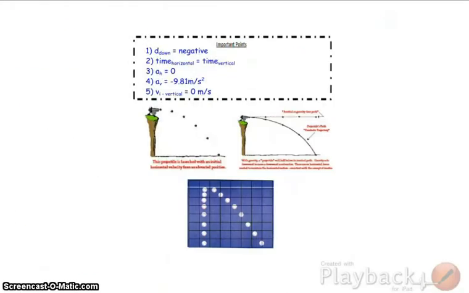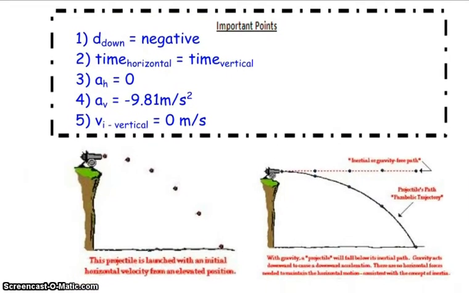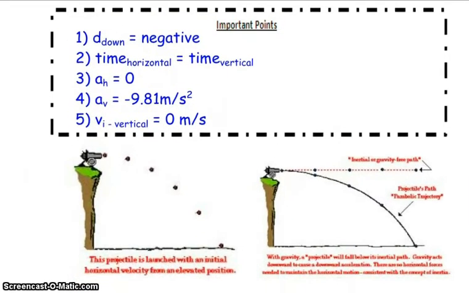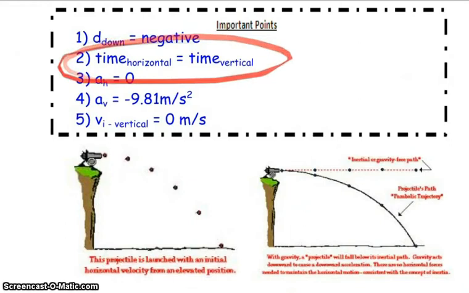Alright, so anytime we're dealing with horizontal projectile motion, a couple of key points. One, your displacement down is negative. Make sure you remember to keep that negative. Otherwise, you're going to end up trying to take a square root of a negative number, and that doesn't work. This is a key point. Your time up is your time across. So horizontal time is your vertical time.